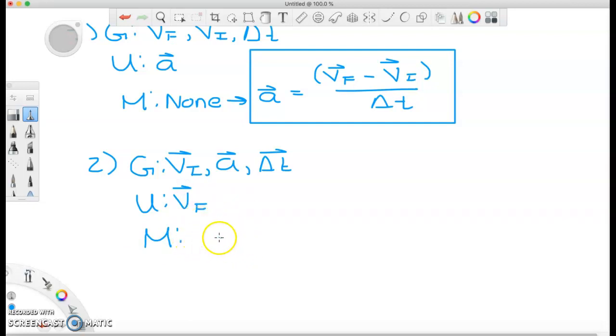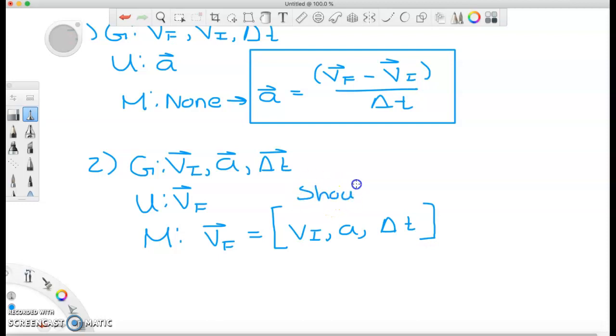So our goal here is to get v final alone on the left side, equal to something on the right side that includes the initial velocity, acceleration, and delta t. So our expression should include these variables. So let's go ahead and walk through this manipulation a little bit.